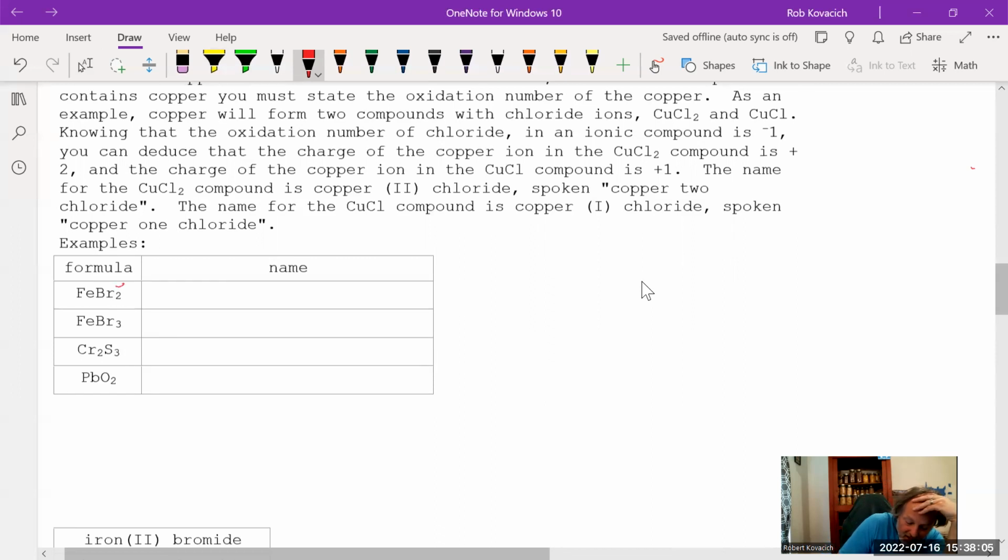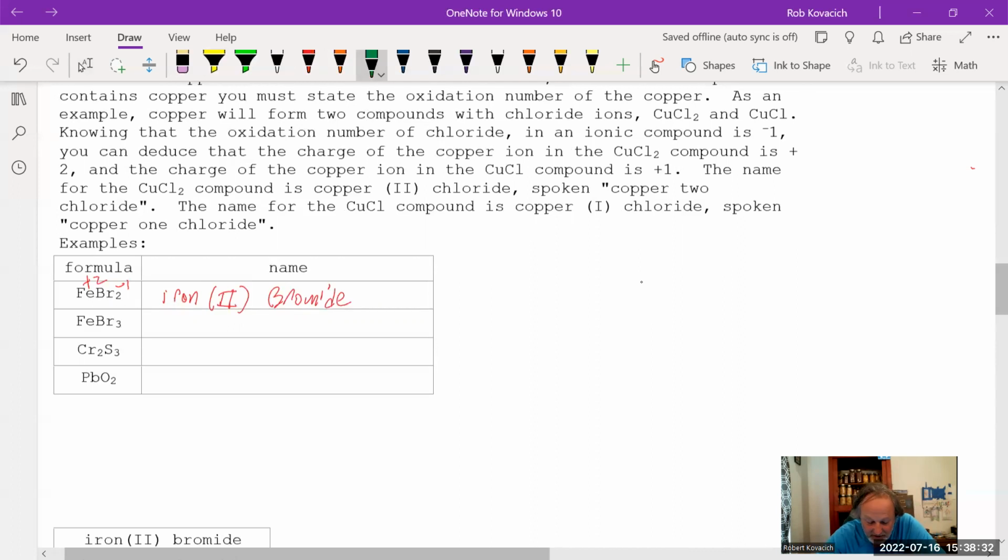The bromines have a charge of -1. There are 2 bromines there. So -1 gives me a -2. So iron must have a charge of +2. So great, my iron has a charge of +2. So the way I'm going to tell the person about this is I'm going to say iron with a +2 charge bromide.